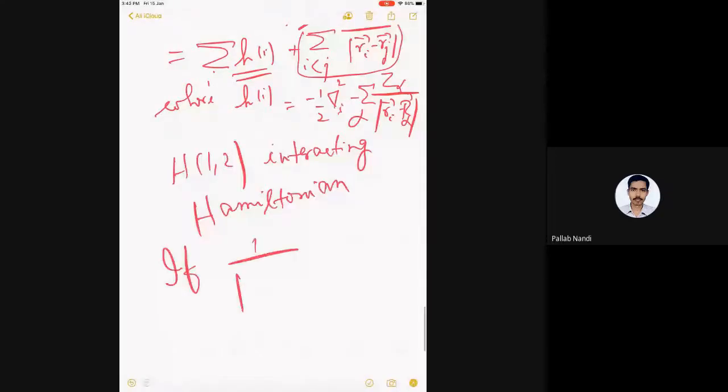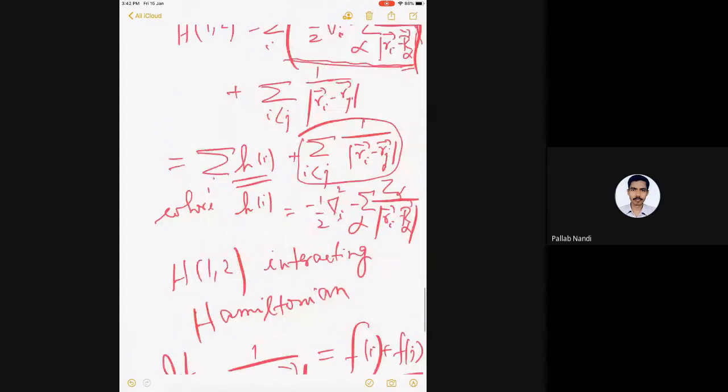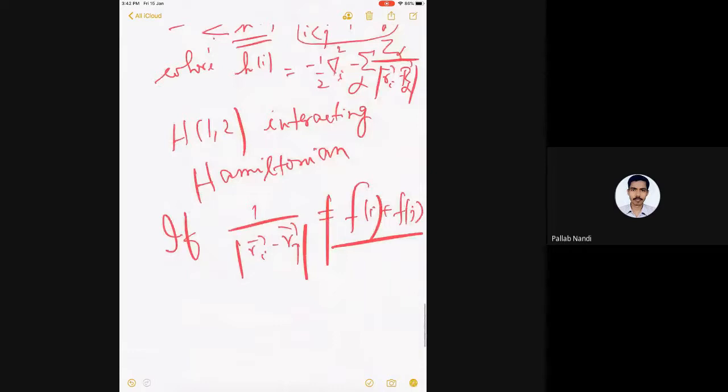if one by modulus R i minus R j can be written as some f of I plus some f of j, let's say, then the problem would have been completely solved, because these are again two one particle operators. I would have patched it up with this h of I, and the whole thing would have been a sum of one particle operators. But unfortunately, this is not possible. There has been a lot of mathematics. So you can say, okay, this is a mathematical problem. Yes, indeed, this is a mathematical problem, and the point is that this is insolvable.